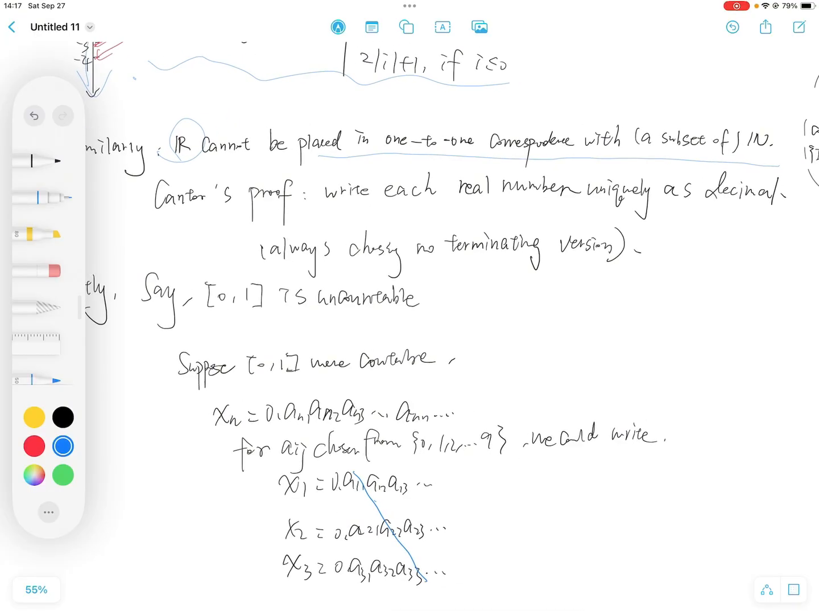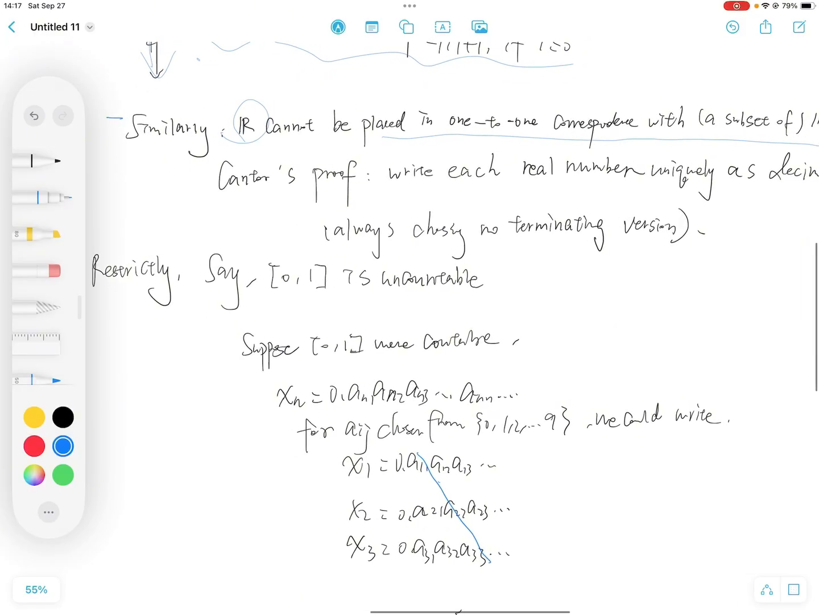He said we could write each real number uniquely as a decimal, and this decimal should always choose the non-terminating version. I will restrict R to the closed interval from 0 to 1, and say this is uncountable, and then I show R is uncountable.